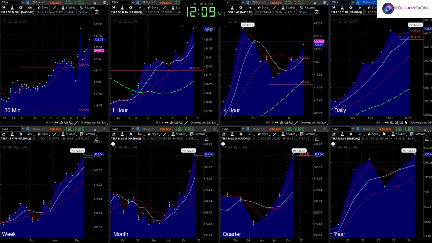All right, so now, not all these are set up the same. Some of them have more information. But you can see I have a 30 minute, a 1 hour, a 4 hour, a daily, a week, month, quarter, year. This is kind of like the big picture. This is how you would scout out stocks that are moving or stuck or whatever.